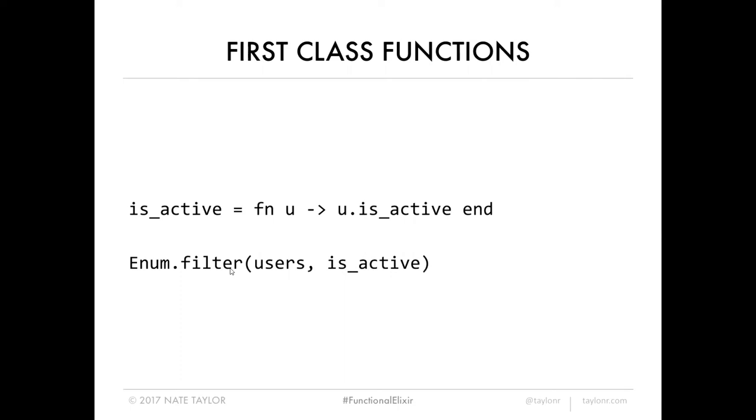And so now our filter contains two parameters. It contains a variable that's representing a list of users, and it contains a variable that's representing the isActive function. And so we're passing around this function the same as we are passing around a list of users or any other data. And so that's what it means for functions to be first-class citizens.